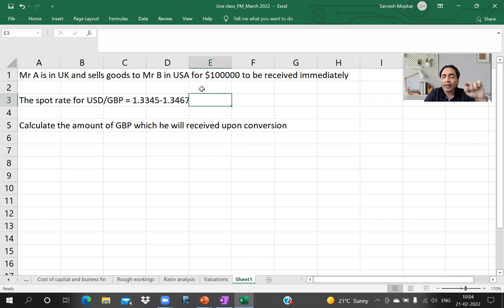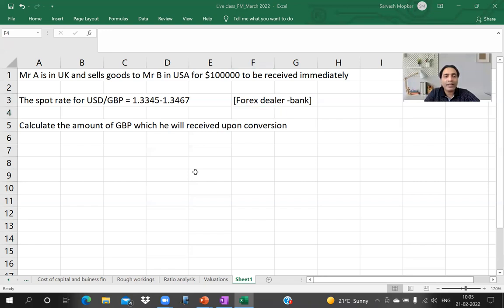Now, when I'm saying buy and sell, whose perspective am I using? Whose perspective is 1.3345 the buy price and 1.3467 the sell price? The dealer's perspective, the forex dealer, which is the bank. I can also call it the bank. Banks do the job of foreign exchange dealings. So think not from the customer's perspective, but from the dealer's perspective. And tell me, what is the price at which the dealer is ready to buy and the price at which the dealer is ready to sell? So what is the buy price for the dealer and what is the sell price for the dealer?